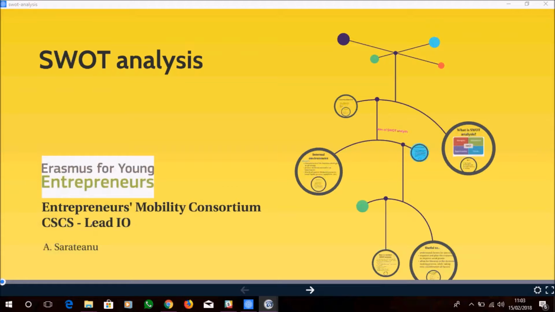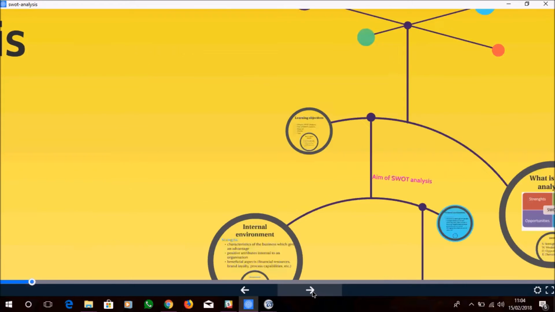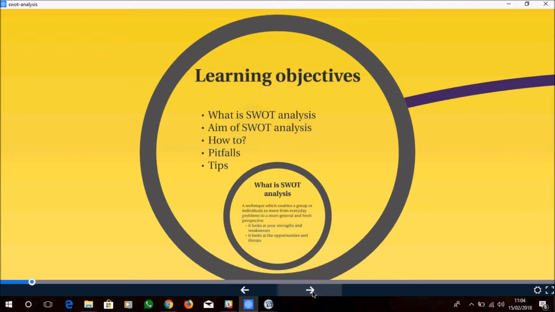The first part will be dedicated to the SWOT analysis, and we will try to go deeper into this subject, which has been already presented during the last webinar on business plan creation. Well, let us first take a look at the learning objectives of the webinar, which are understanding what is a SWOT analysis, understand which is the aim of the SWOT analysis, why we need it, how to conduct it, which are the pitfalls, and which are the tips to correctly perform it.